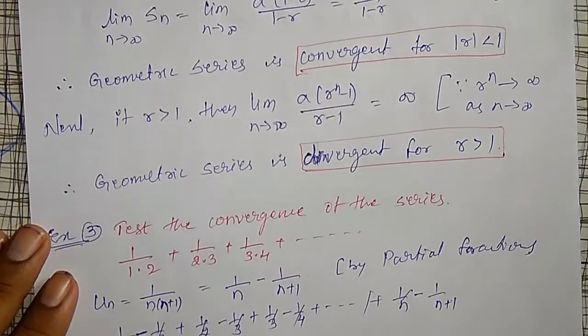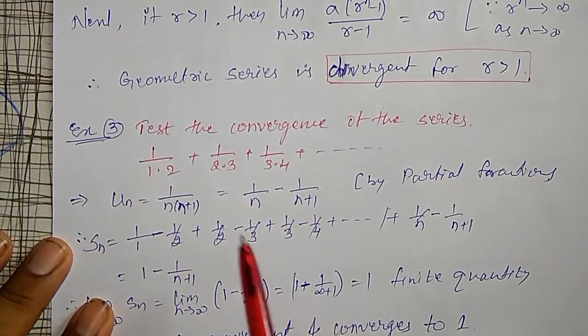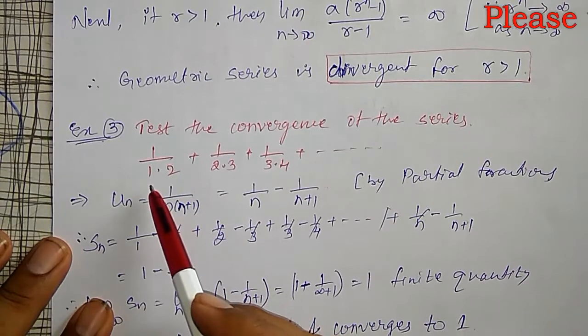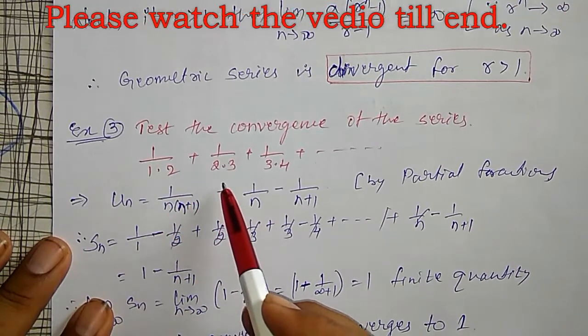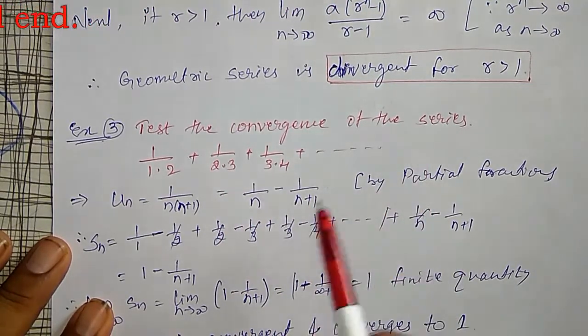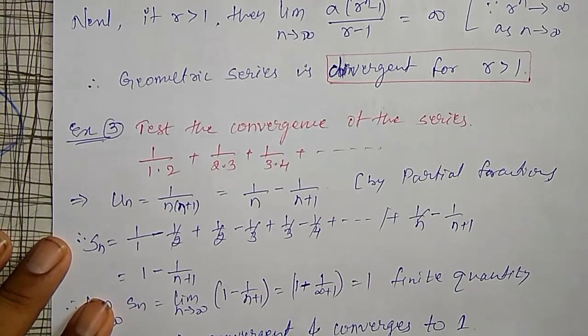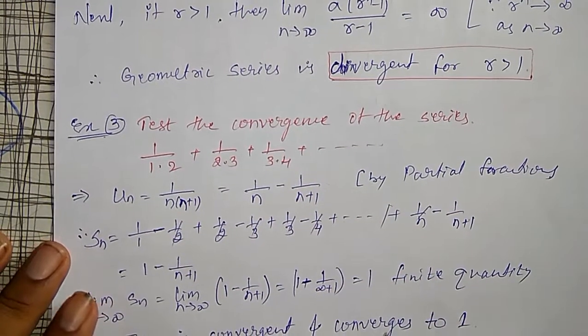Like that, some more examples I would like to discuss here. That is, test the convergence of the series. The series is 1 divided by 1 into 2 plus 1 divided by 2 into 3, plus 1 divided by 3 into 4, like that, terms are given. And here the nth term is not mentioned. I have to find out that nth term.